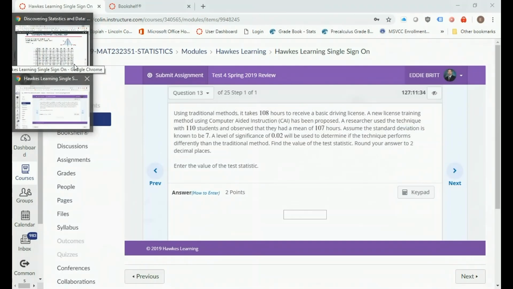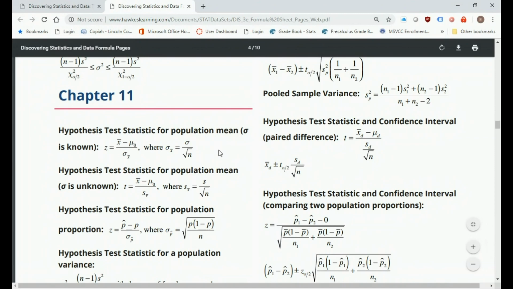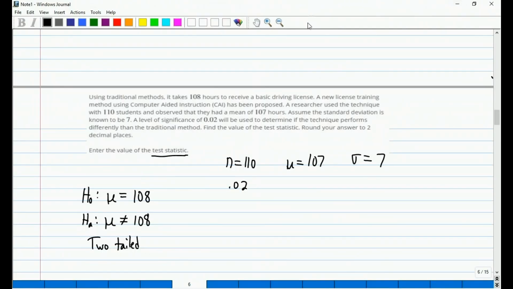All right, so that means I need the formula of how to find the test statistic. It gave us the standard deviation. So we're just going to use this same formula here. Z equals x bar minus mu over sigma sub x bar. I know I wrote down mu, but it came from a sample, it looks like, so it's actually x bar. So my test statistic is going to be z equals 107, x bar, minus mu 108, divided by sigma sub x bar. Sigma sub x bar is 7 divided by the square root of 110.